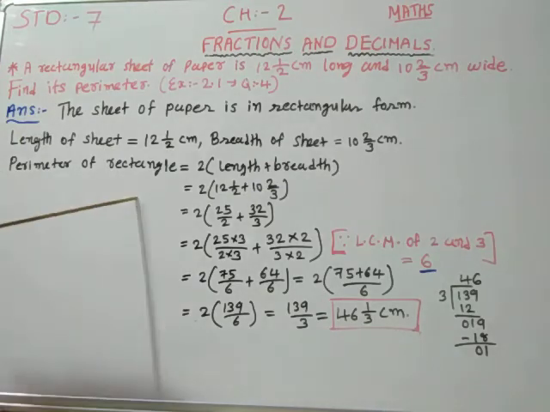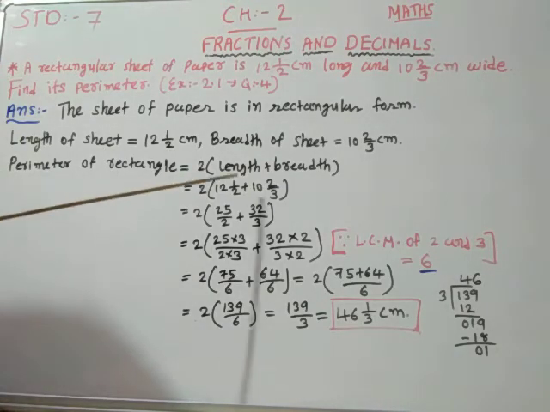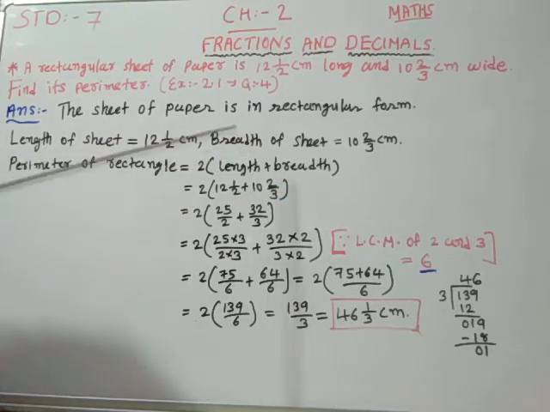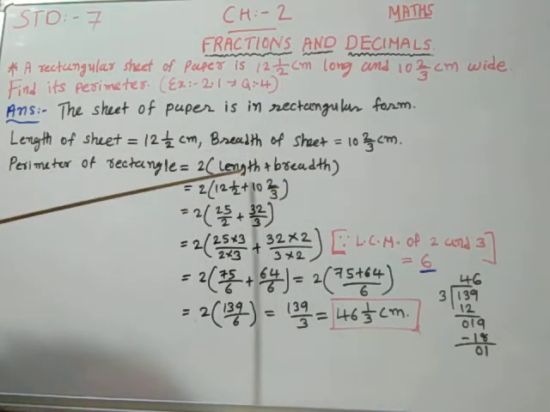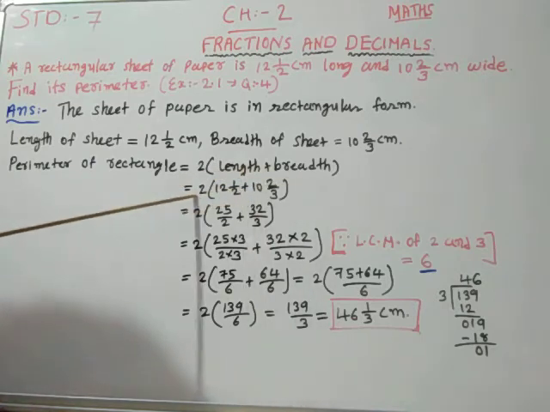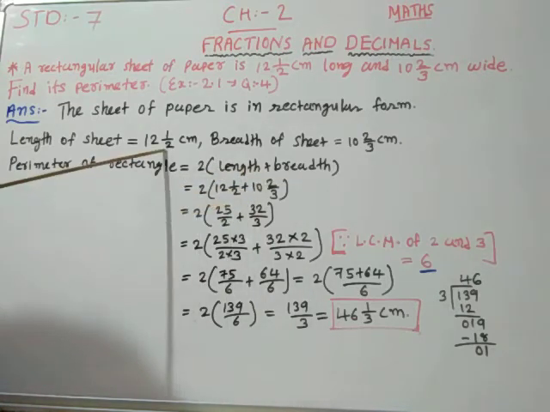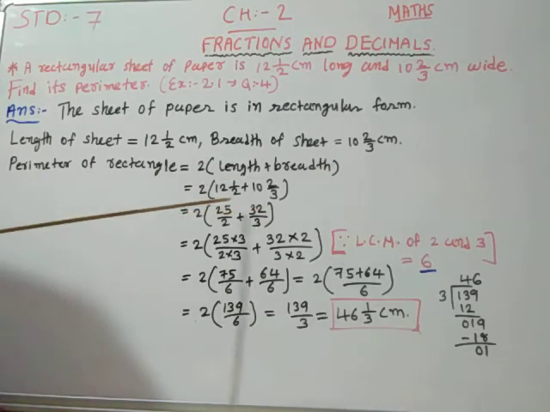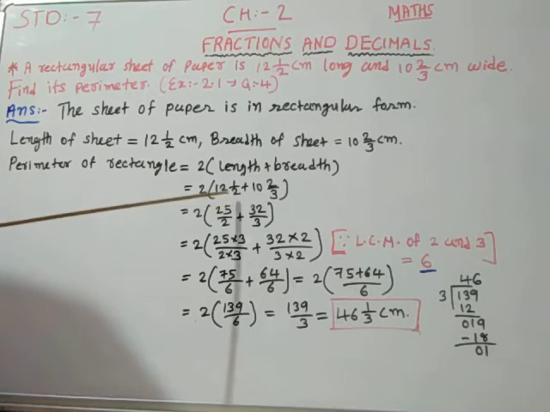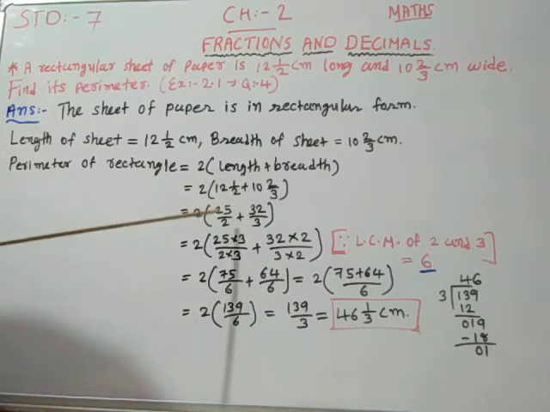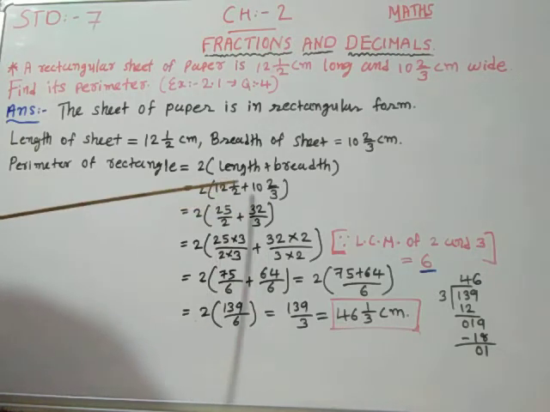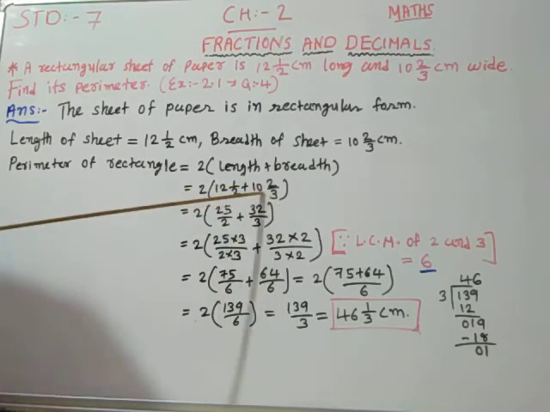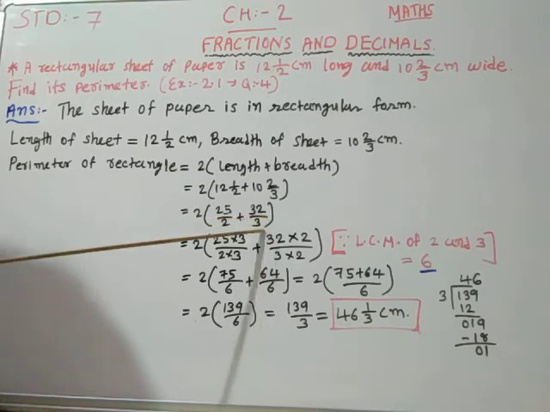So the perimeter of rectangle is equal to 2 into bracket length plus breadth. Length and breadth both are given. So put the value of length and breadth in this formula. So it's 2 into bracket 12 1 upon 2 plus 10 2 upon 3. Now it is the mixed fraction. So you have to convert it into improper fraction. So 12 2s are 24 plus 1, 25 upon 2. Here 10 3s are 30 plus 2, 32 upon 3.